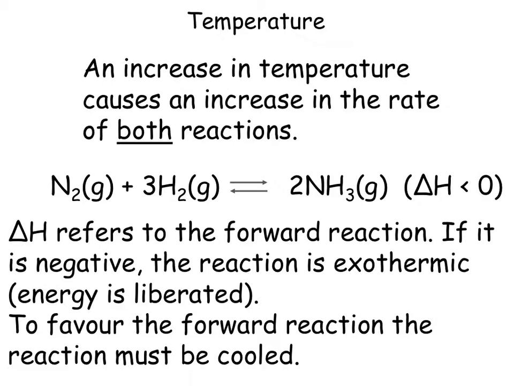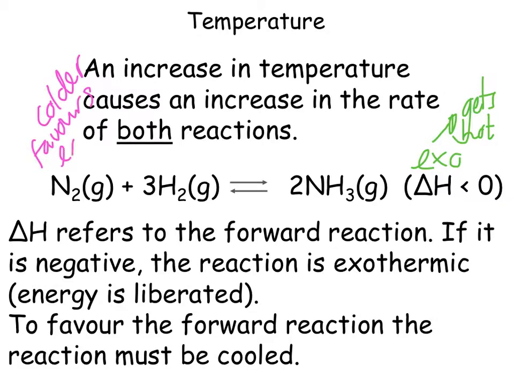Let's look at temperature. We said at the beginning that this was an exothermic reaction, so it gets hot. If I make this reaction colder, it will try to make itself hotter. So colder always favors the exothermic, and that means that in this case, the forward reaction would be favored. If I made it hotter, although I speed up the rate, I will decrease the yield, because the system will try to go towards the endothermic reaction if I make it hotter. So hot always favors endo, and in this case, that would be the reverse reaction.